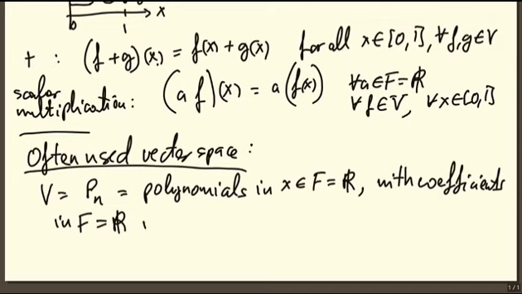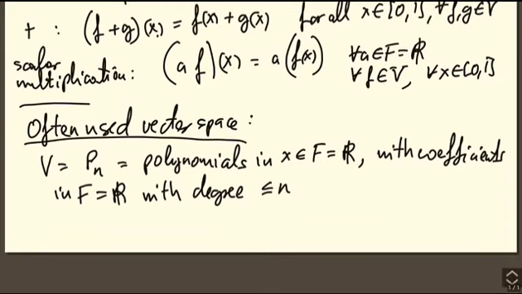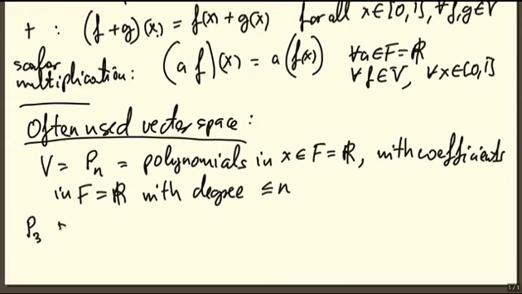The polynomial should have degree less than or equal to n. All right, so for example, we have P3. Another way to write this down instead of with words, degree 3 or less polynomials, should be with coefficients real numbers. And the variable is x. So it's ax cubed plus bx squared plus cx plus d. This is the most general way to write down a degree 3 polynomial.